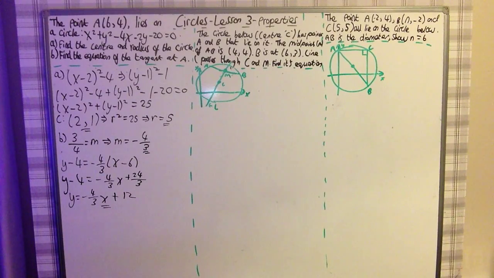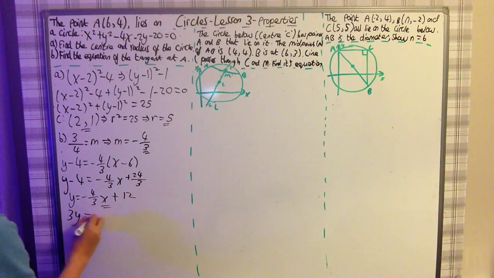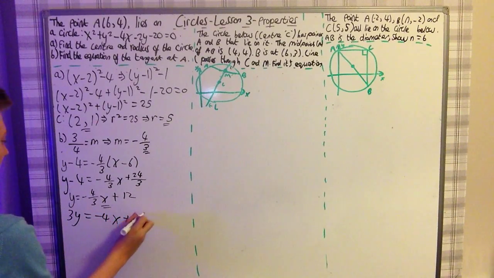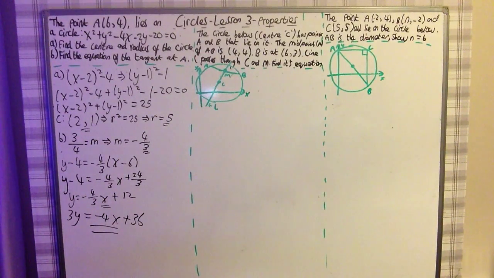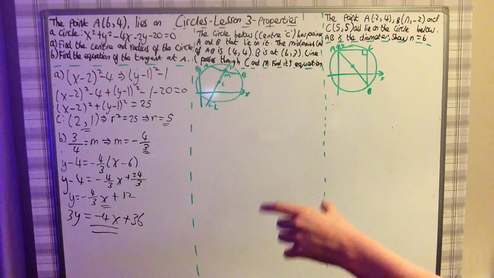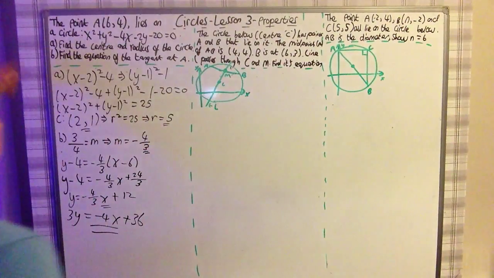However, in my opinion, it's always worth simplifying it fully. And by doing that, we multiply everything by 3, because we have 4/3, a fraction, and I would prefer to have integers, whole numbers. So if we multiply the whole thing by 3, we get 3y equals minus 4x plus 36. So all we've done is change y equals minus 4/3 x plus 12 into a form where we have integer values. 3y equals minus 4x plus 36. So there's the answer to the first question.